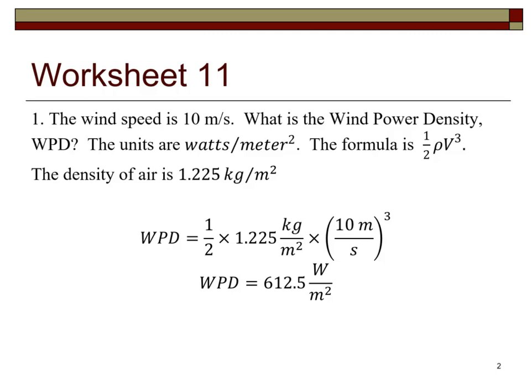Therefore, the wind power density is equal to 1/2 times 1.225 kilograms per meter cubed times the 10 meters per second cubed. So the calculations give us the result of 612.5 watts per meter squared.